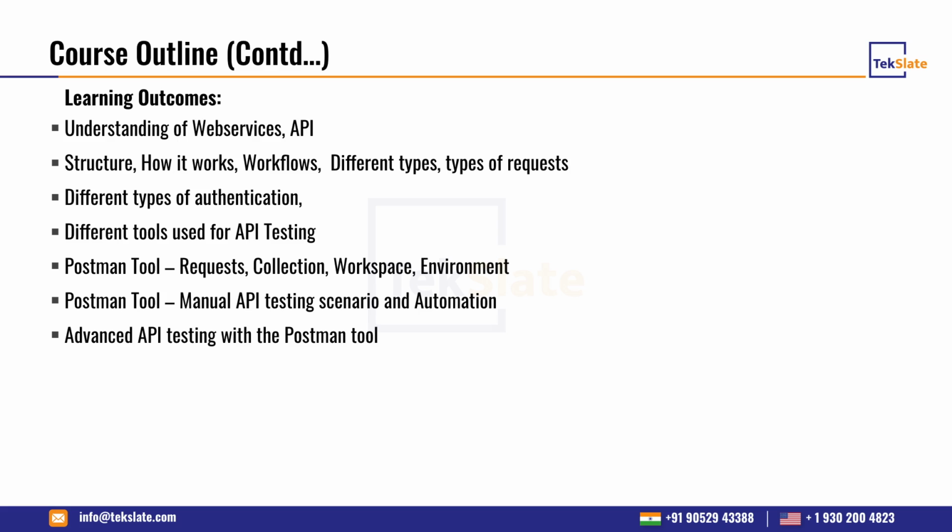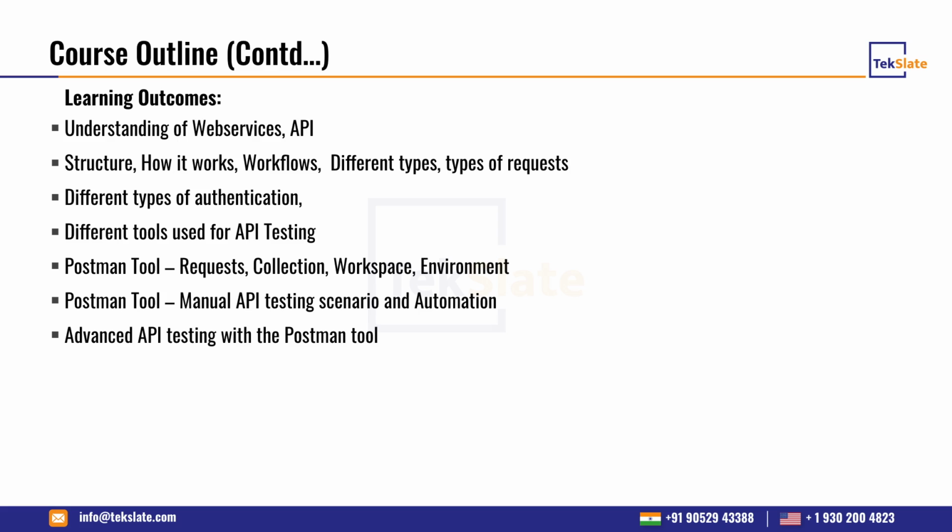Along with that, we have authentication in APIs. So different types of authentication, basically basic auth, bearer token, API key, OAuth, OAuth 1 and 2. Those will be covered, so the participant will be able to perform the task with this kind of authentication as well.